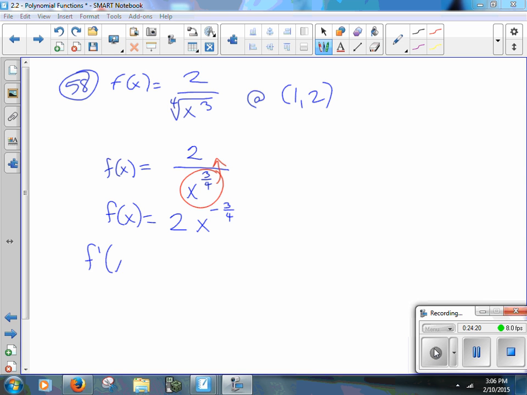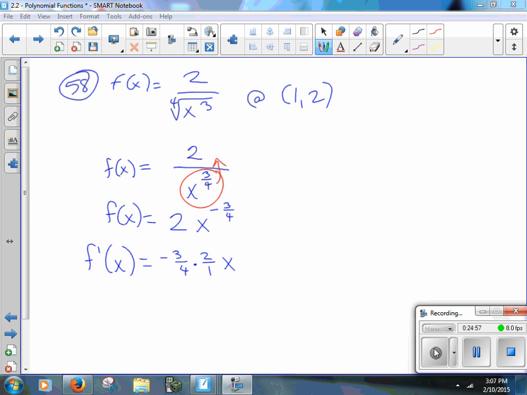Okay. Now, find the derivative. What's the derivative going to give us? It's going to give us the slope equation so that we can plug in and find the slope. So, how are you going to find the derivative of 2x to the negative 3/4? Negative 3/4 times what? 2, or 2/1. It's convenient because it makes a fraction, and I want to multiply a fraction by a fraction.